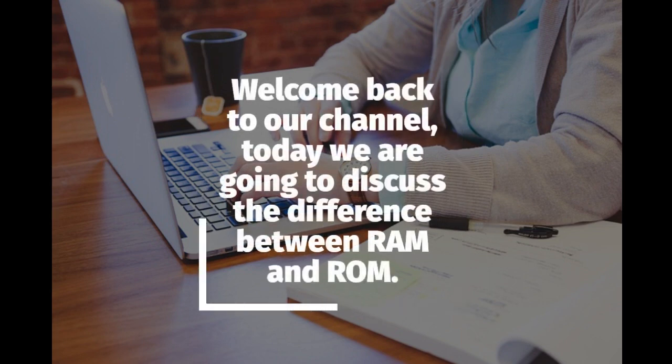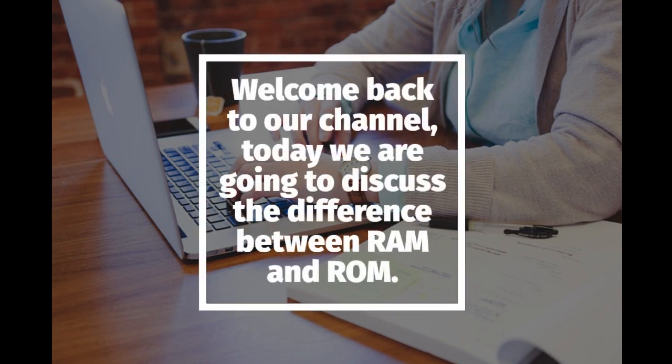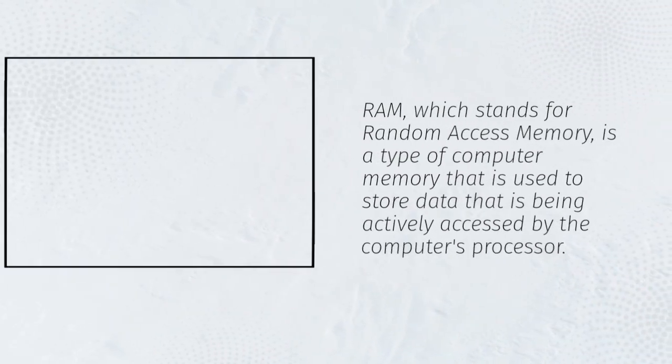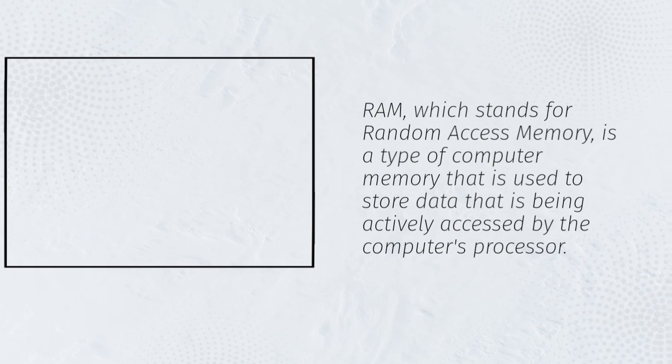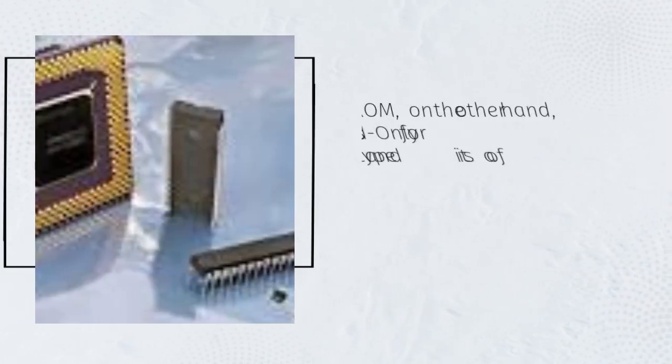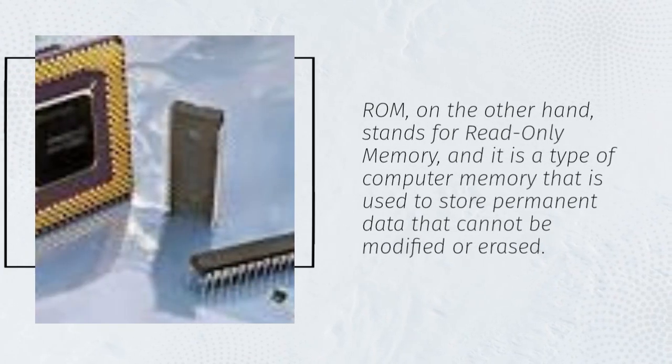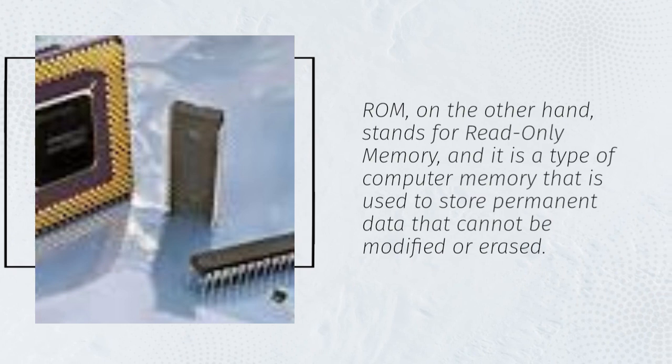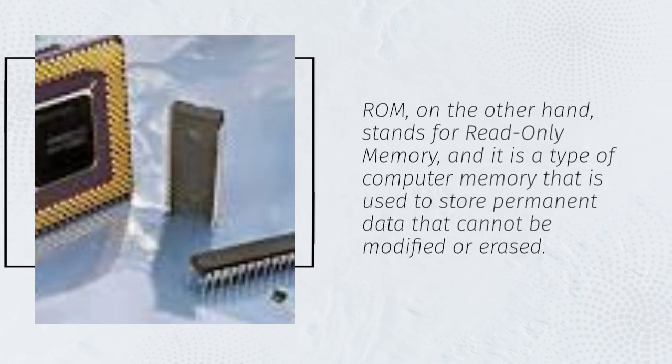Today we are going to discuss the difference between RAM and ROM. RAM, which stands for Random Access Memory, is a type of computer memory that is used to store data that is being actively accessed by the computer's processor. ROM, on the other hand, stands for Read-Only Memory, and it is a type of computer memory that is used to store permanent data that cannot be modified or erased.